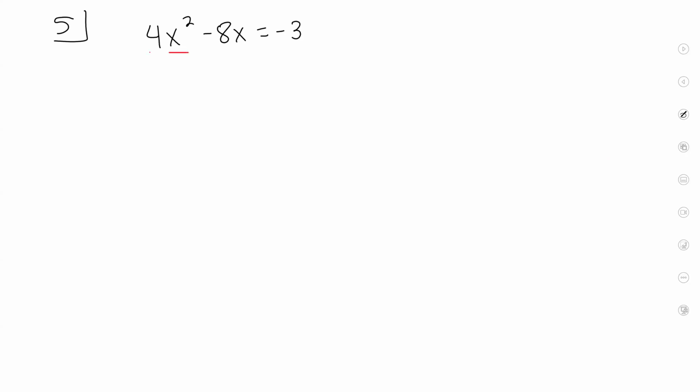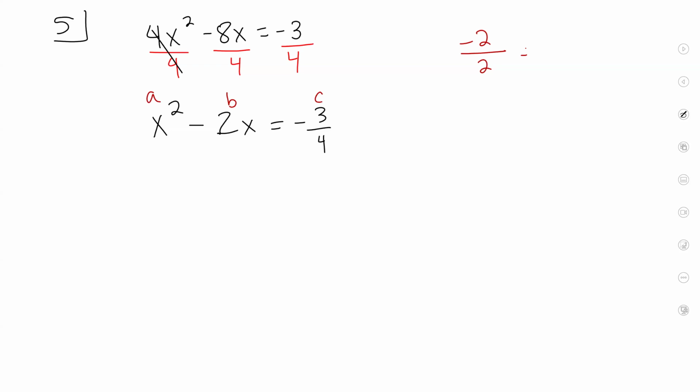First, we're going to divide everything by 4. And we're going to get x squared minus 2x equals negative 3/4. Okay. And we want to take, this is your b value. We want to take half of b and square it. So we have negative 2. What is half of negative 2? Negative 1. Now we're going to square it, and you get 1.